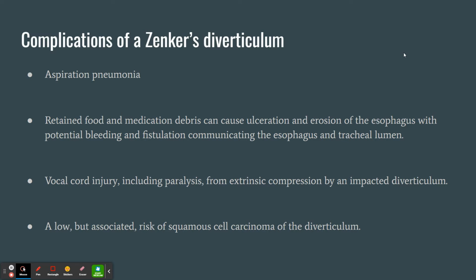Further with that, aspiration pneumonia is one of the most severe complications of Zenker's diverticulum, but also retained food and medication, particularly those that are caustic and irritating, the debris of which can cause ulceration and erosion of the esophagus with potential for bleeding or even fistulation that communicates the esophagus and tracheal lumen. Vocal cord injury, including paralysis from extrinsic compression by an impacted diverticulum. And then there is a low but associated risk of squamous cell carcinoma of the diverticulum.